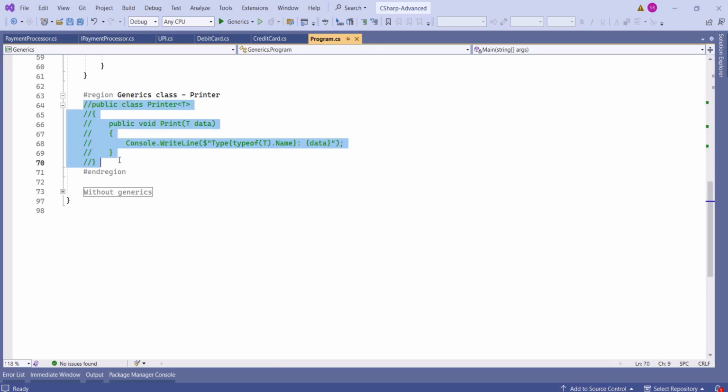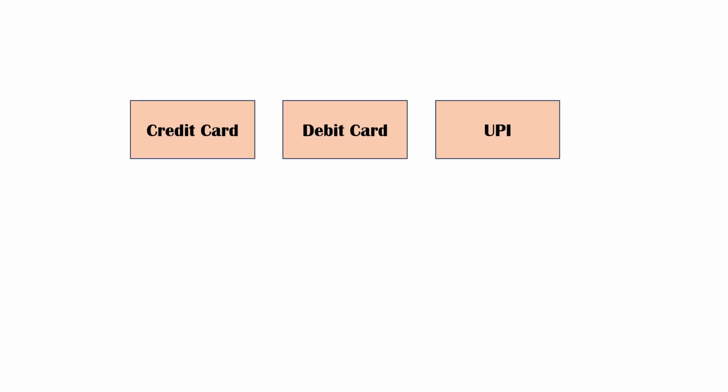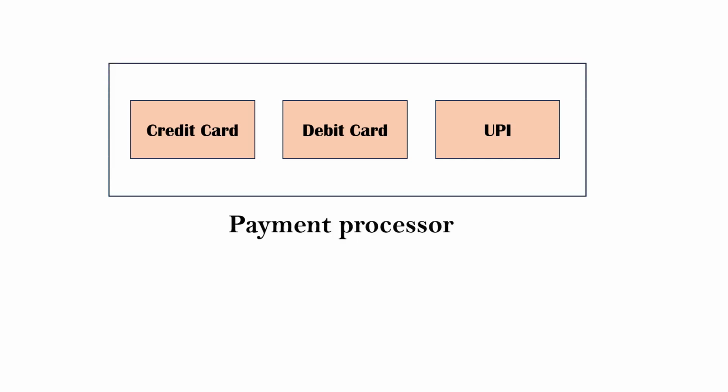Now I'm going to demonstrate a case where we can implement a generic method. I will give you an example. Let's say we have different types of payments: credit card, debit card, and UPI. And we want to create a payment processor for each type. In that case, we can go for generics.